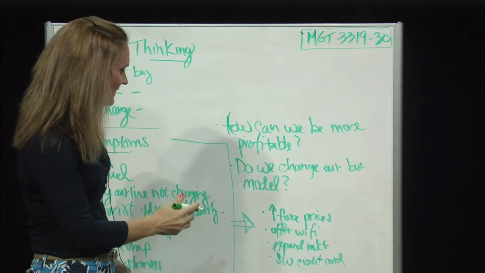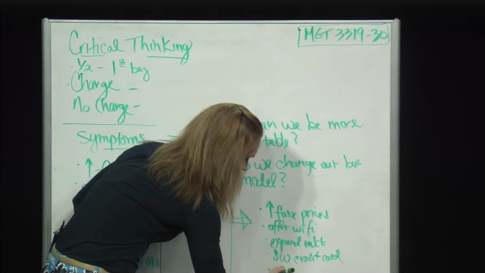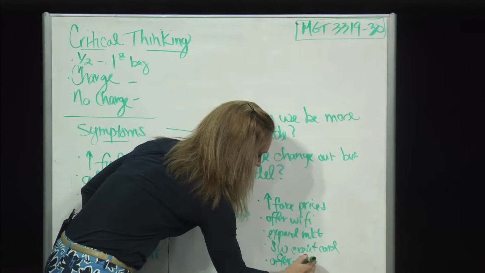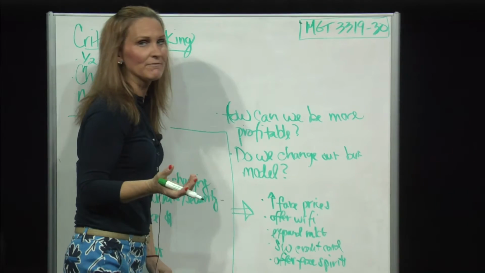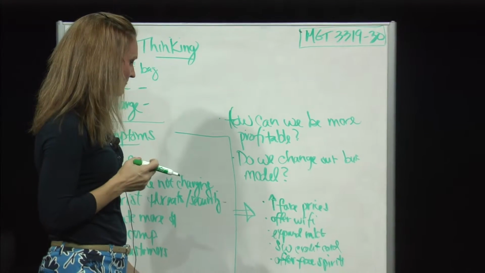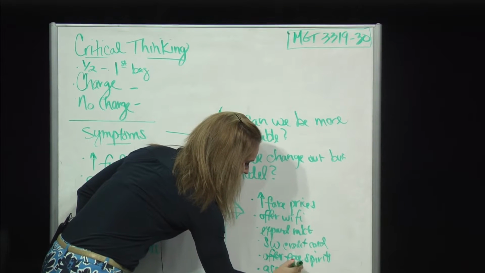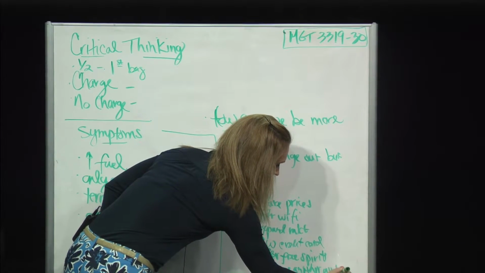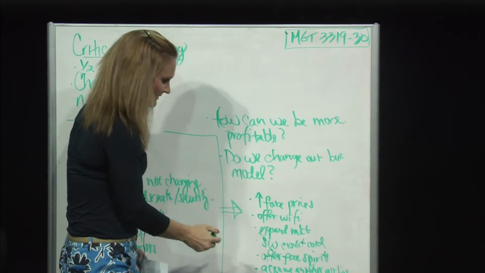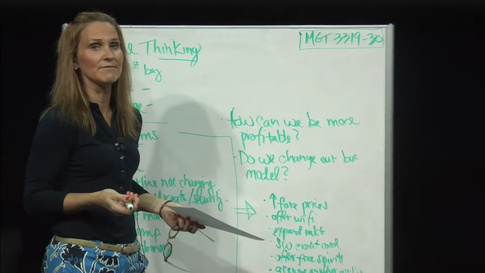So we look at all of these. We could, one student in another class said, offer free spirits, beverages, drinks. We could acquire another airline. So all of these are lists of alternatives. Now, when you have a list of alternatives, you should generate about 7 to 10.